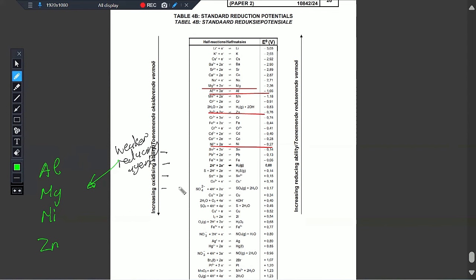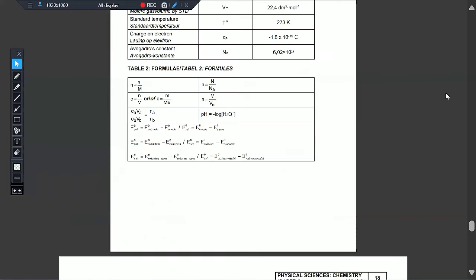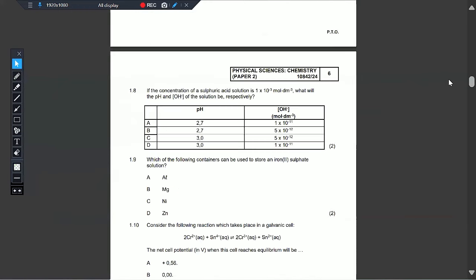So if it's a weaker reducing agent, that means it will not be able to oxidize. And therefore, it makes a perfect container, because now the nickel ions, the Ni2+ ions, will not oxidize, right? In fact, I'm supposed to say the Ni will not oxidize to Ni2+ ions. Yes, that's how you should put it. The Ni will not oxidize to Ni2+ ions, which makes it a perfect container if it doesn't oxidize. So you don't want a container that will rust. Okay, so we have our 1.10 now, the last one.